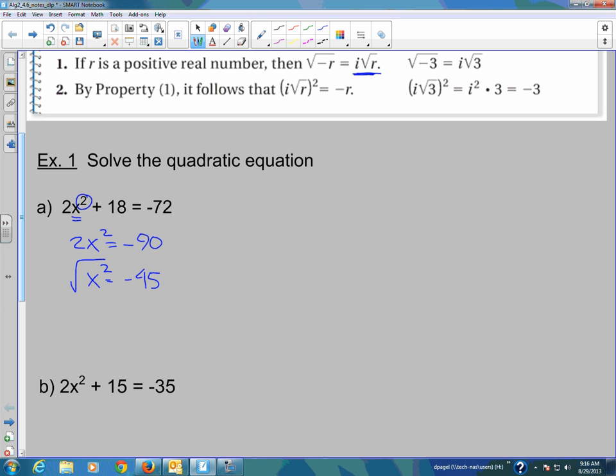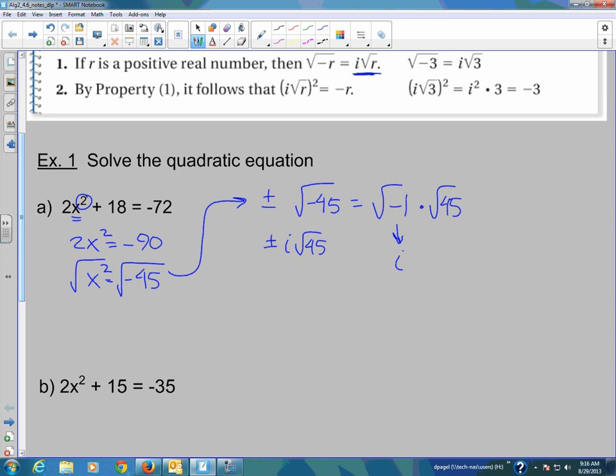And then we take our square root. All right, we're taking the square roots. We're going to get our two answers here. The square root of negative 45 is the same thing as the square root of negative 1 times the square root of 45. Well, the square root of negative 1 is an i. So what this really becomes is i root 45.